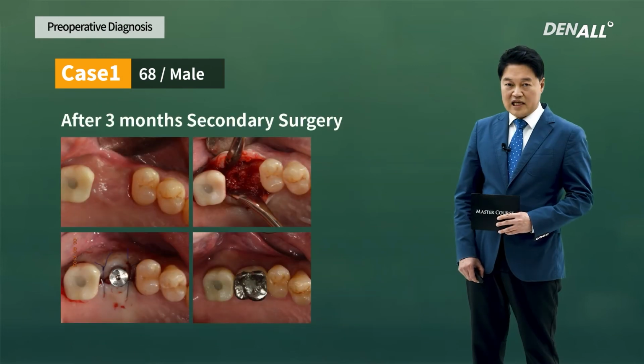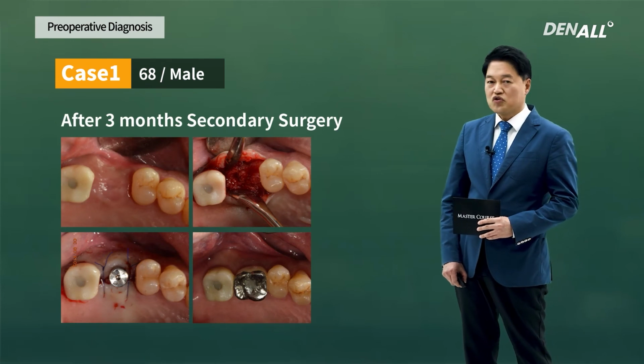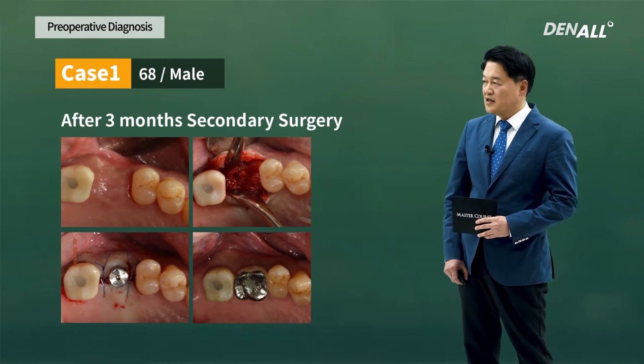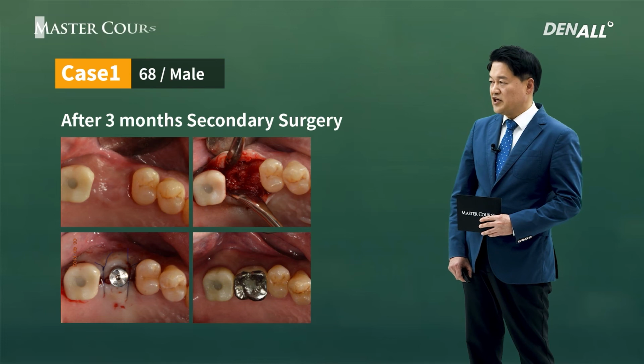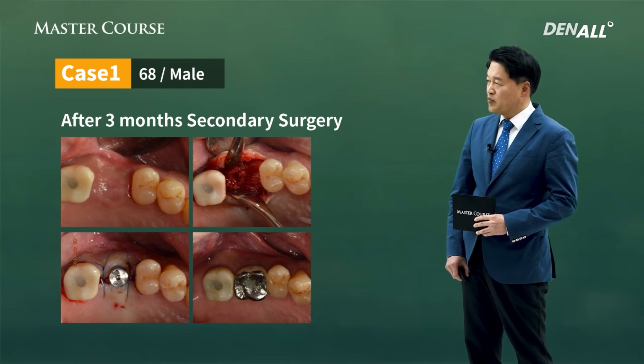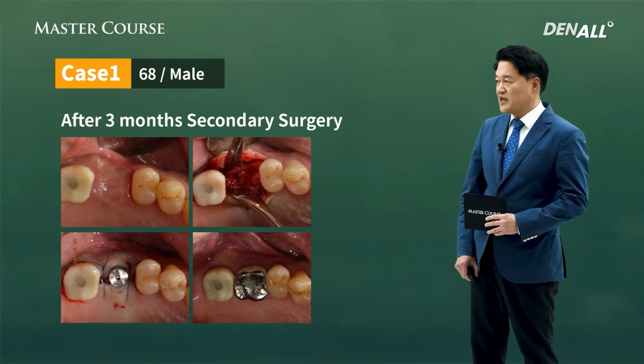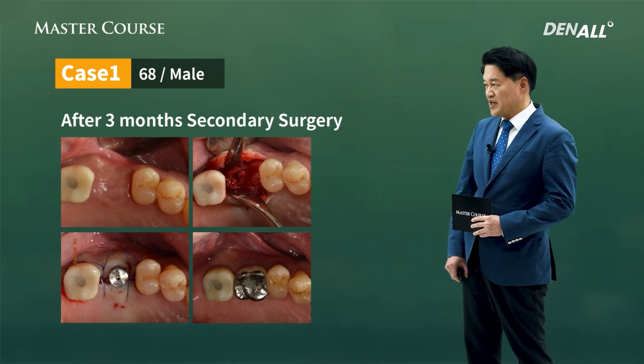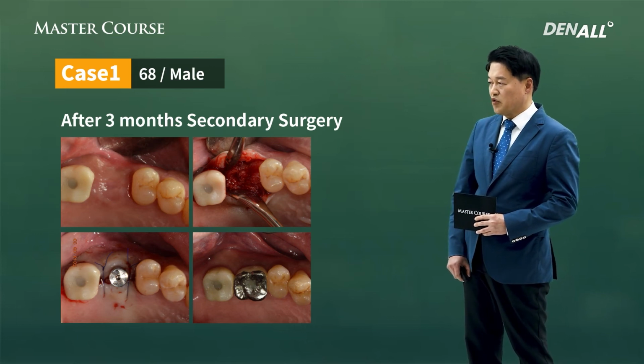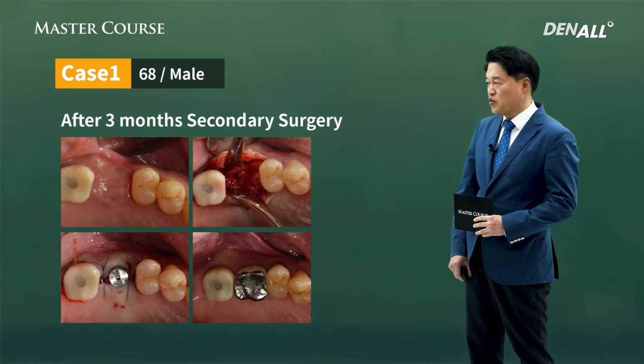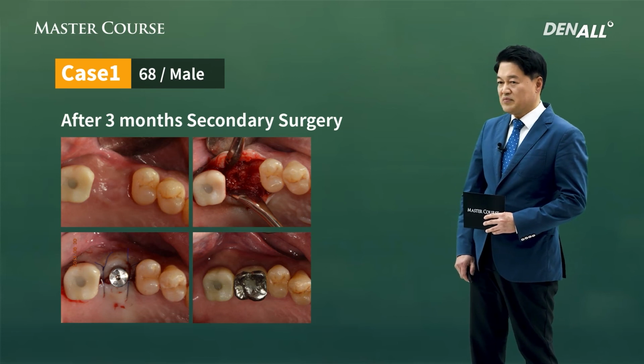After 3 months, a secondary surgery was done. This is the image. Primary closure is nicely done. If you look over here, the bone graft has healed nicely. The healing abutment is connected, and secondary surgery was done. And after that, the prosthesis was delivered.